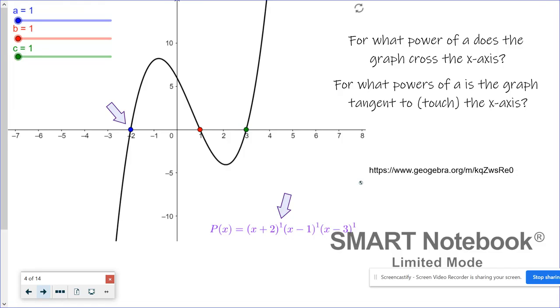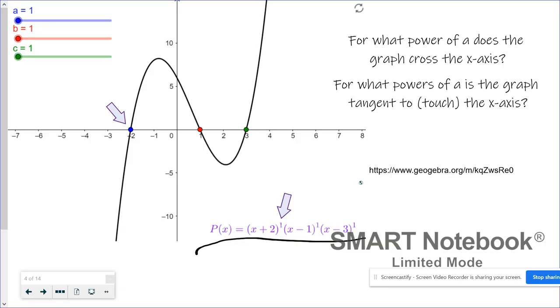So when we were exploring these polynomial functions, I had you do a little GeoGebra activity with this graph right here, okay? And so you'll notice this is the function of the graph that's currently on the screen. So this is the polynomial p of x equals the factor of x plus 2 squared times the factor of x minus 1 times the factor of x minus 3.